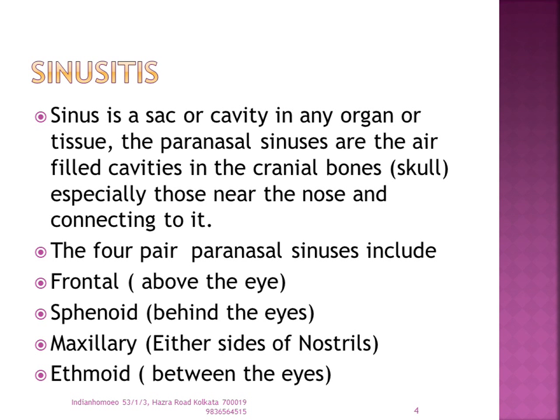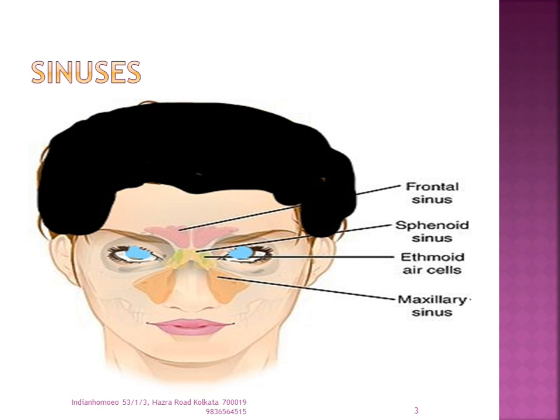These are the air-filled cavities in the cranial bones, that is the skull, especially near the nose and connecting to it. There are four pairs of paranasal sinuses, as you can see here in the picture. The first one is the frontal sinus, which is present above the eyes. The second is the sphenoid sinus, present in between the nose. The third is the ethmoid sinus, which is present behind the eyes. And the fourth one is the maxillary sinus, which is present on either side of the nose.